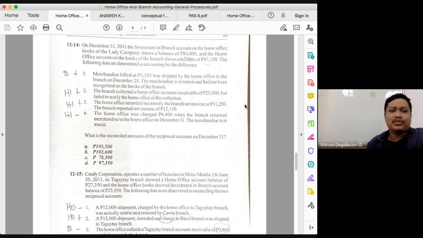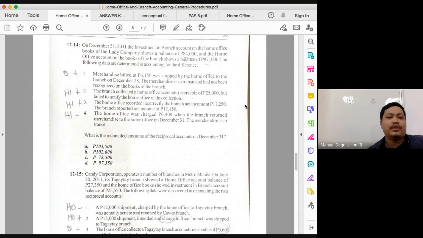Number one, merchandise billed at 6,150. Let me know if you have different amounts. Merchandise billed at 6,150 was shipped by the home office to the branch on December 28. The merchandise is in transit and had not been recognized in the books of the branch. So where did the transaction originate? It originated from the home office.